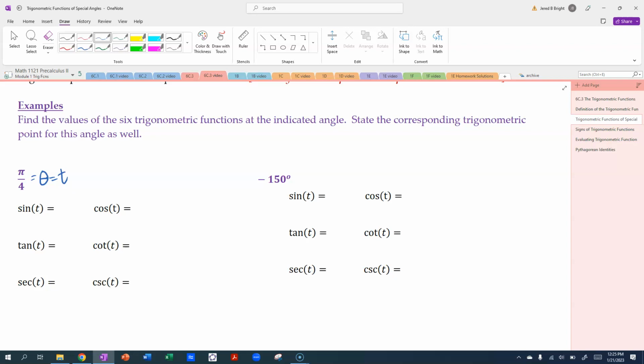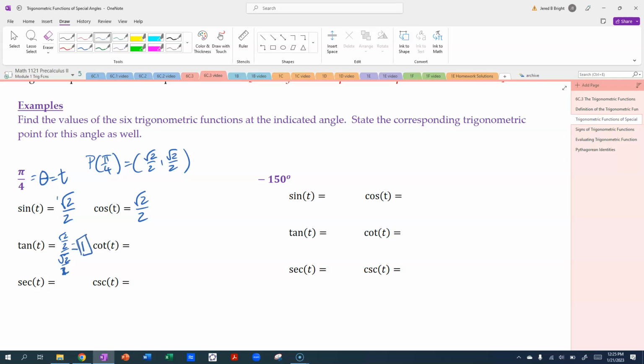If we need, maybe it's useful to say P of pi over 4, just for our own reference, is square root of 2 over 2, comma, square root of 2 over 2. If you need that work off to the side, feel free. Otherwise, there isn't that much work to show because the sine coordinate is just the y value, so square root of 2 over 2. Cosine is x, also square root of 2 over 2. Tangent would be square root of 2 over 2 divided by square root of 2 over 2, x over y, and if you simplify this, you just get 1.